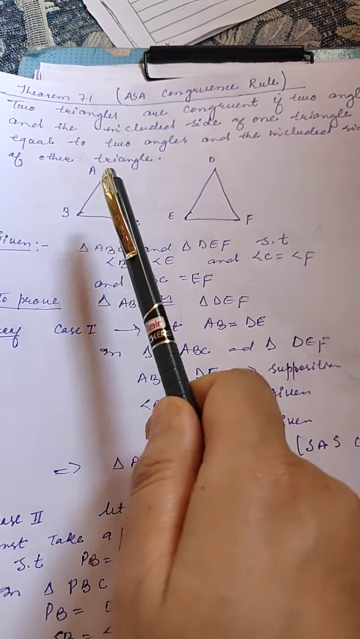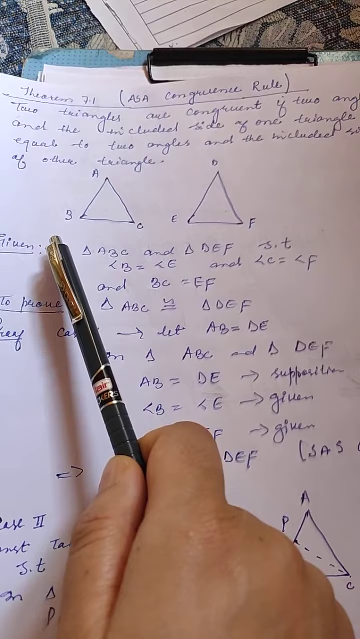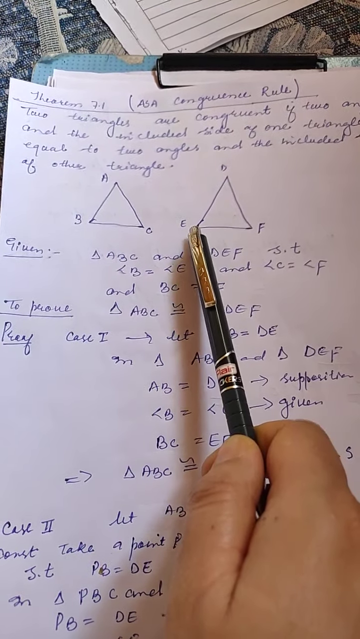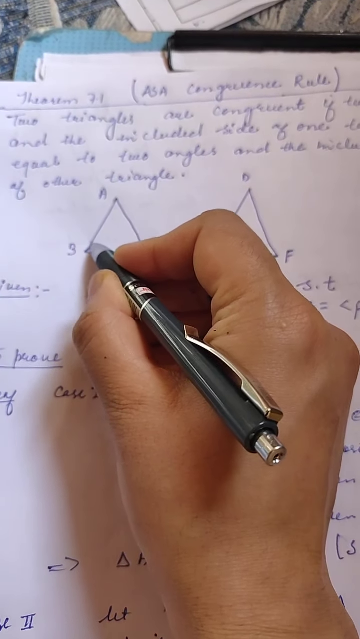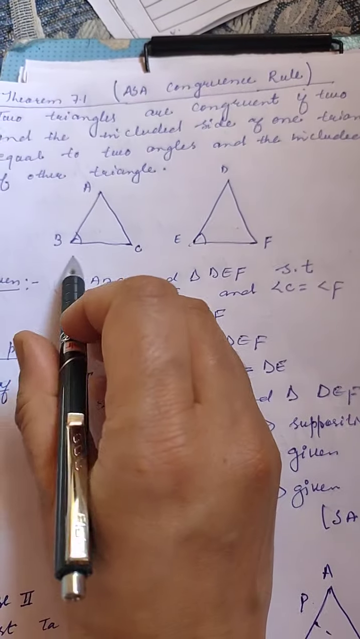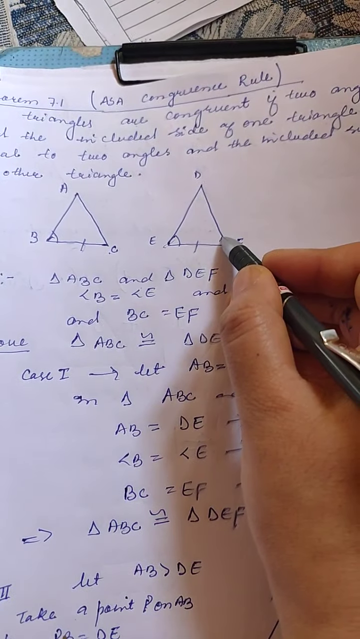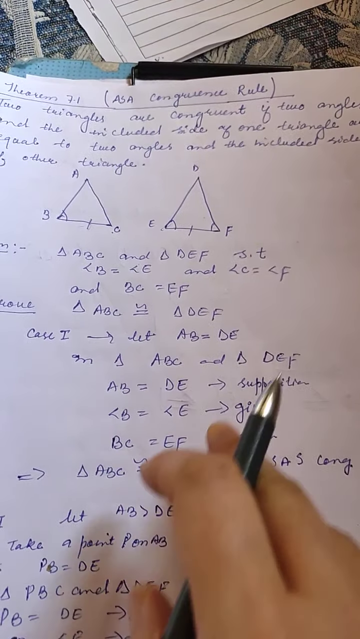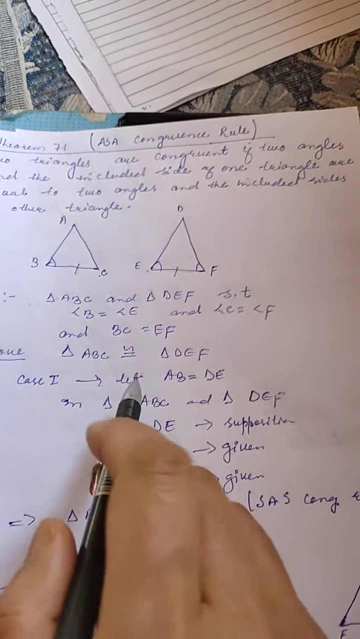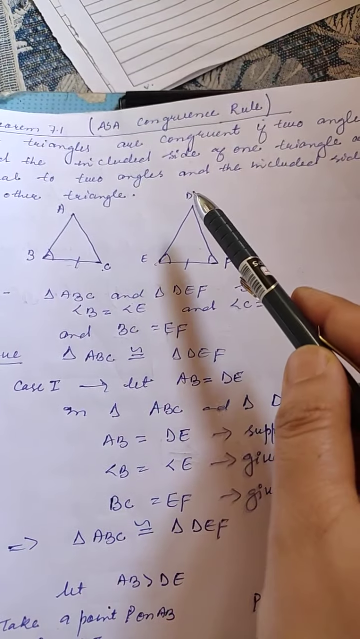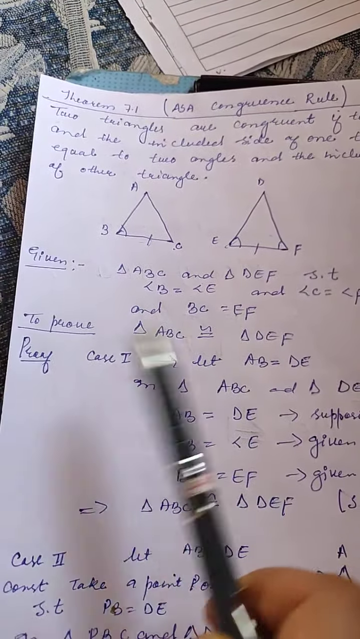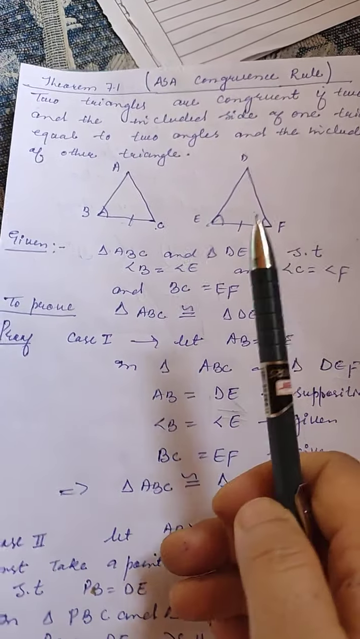It means in these two triangles, angle B is equivalent to angle E, BC is equivalent to EF, and angle C is equal to angle F. This is a given condition here. To prove, I have to prove here triangle ABC is congruent with triangle DEF. So here arise three cases.